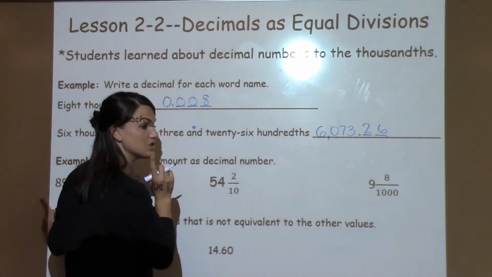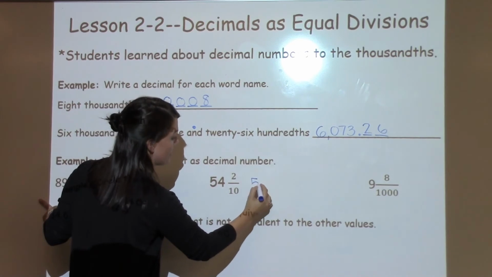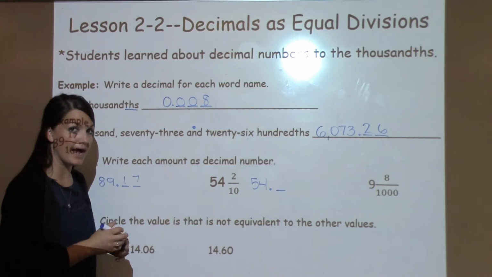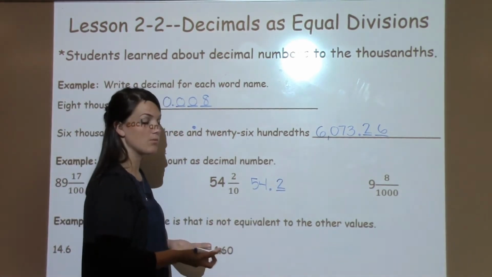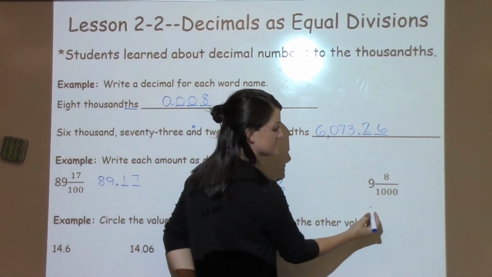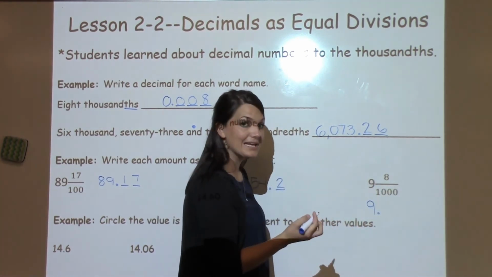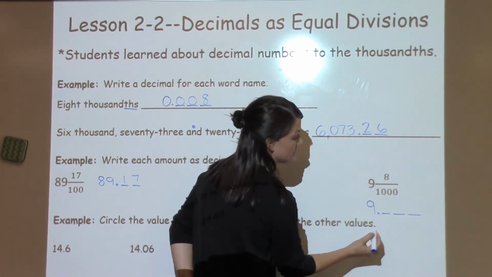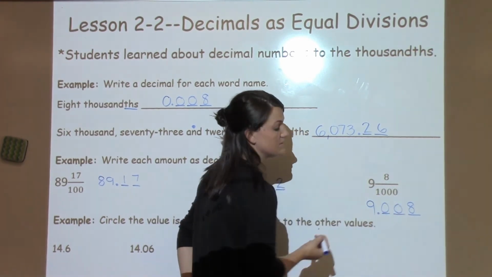The next one is 54 and 2 tenths. Again, I hear that TH at the end to tell me I'm working with part of a whole, a decimal or a fraction. 54 and my tenths place is the first spot after the decimal, and I just want my 2 to look exactly like it normally would in the tenths place. And the last problem is 9 and 8 thousandths. So I have 9 as my whole number, and I want my 8 to go in the thousandths place. Tenths, hundredths, thousandths. So my 8 belongs in the thousandths place, and then zeros fill in the rest of the spots.